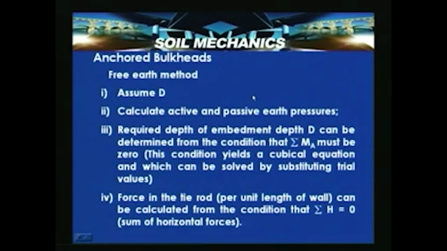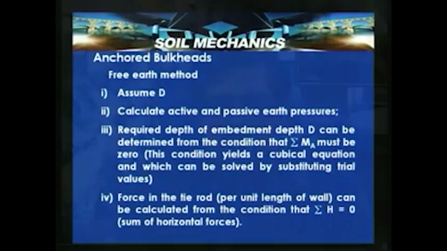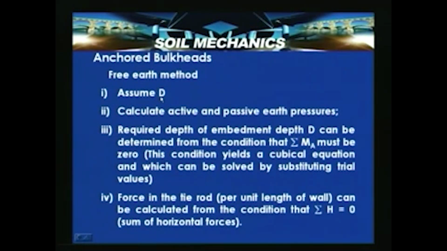In the free earth method, let us look at how we can design. We are not discussing the fixed earth method in detail, but the details can be obtained from any soil mechanics textbook. In the free earth method, they assume D, the depth of embedment in front of the wall, and calculate the active and passive earth pressures. The second step is to calculate active and passive pressures, and if you have layered soils, consider them. If there is water pressure, the differential water pressure has to be considered in the net pressure diagram.